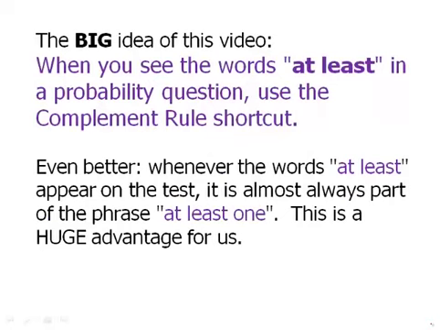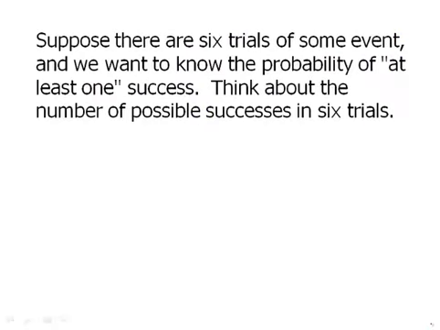Now, why would this be? Let's think this through. Suppose there are 6 trials of something. We're rolling 6 dice, we're flipping 6 coins, something like that, and we want to know the probability of at least one success. Think about the number of successes. Suppose I'm flipping 6 coins. How many heads could I get if I flip 6 coins? Well, theoretically, I could get anything from 0 heads, if it were all tails, up to 6 heads, all heads. Now, of course, these are not all equally likely, but all of them are possible.